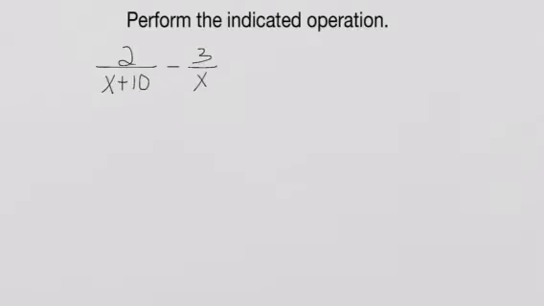Alright, let's look at another one. It says we want to perform the indicated operation. We have 2 over x plus 10 minus 3 over x. When we find the LCD, the way I like to do it is to start with my first one. I write it down, x plus 10. Then if I look at my second one, it's just x. I don't already have just an x, so I also need to include it. And so that's my LCD.